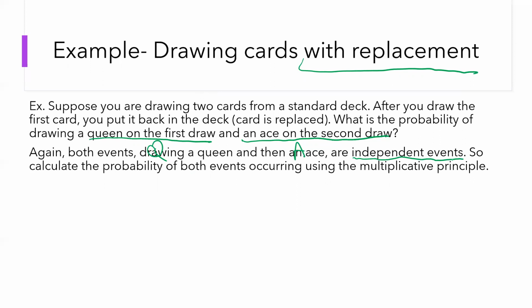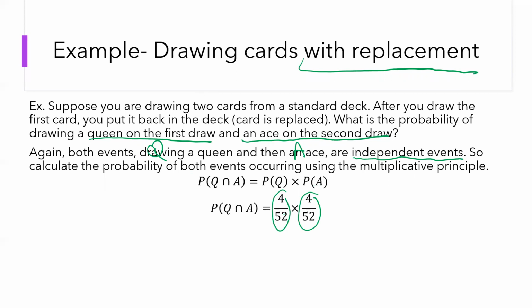All we're going to need to do in this case is simply multiply the probability of getting a queen on the first draw times the probability of getting an ace on the second draw. So we multiply the probability of getting a queen, which is 4 out of 52, times the probability of getting an ace, which is also 4 out of 52. And again, you might want to reduce this. So if you reduce this to 1 over 13 times 1 over 13, and then multiply through, that gives you 1 over 169. So that is the probability that you get a queen and an ace.